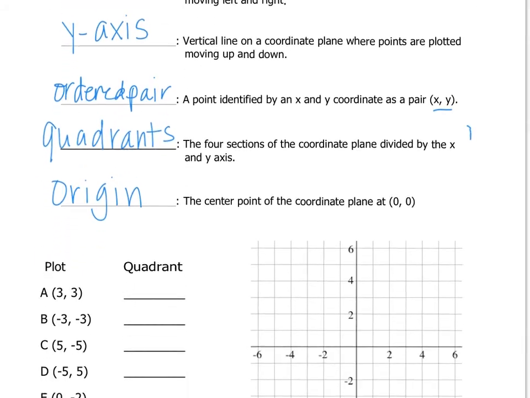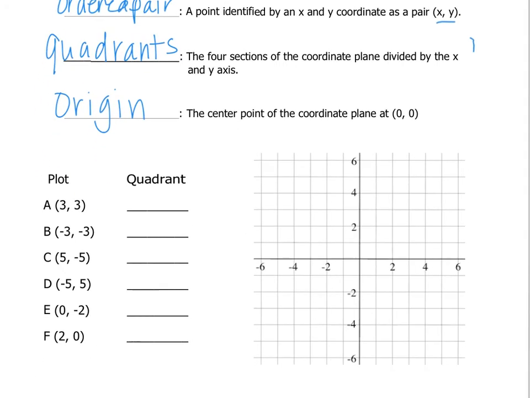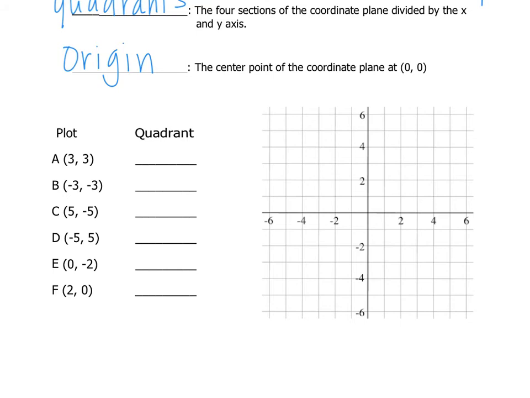Let's take a look at a coordinate plane and see if we can match some of these up with the definitions we just went over. So our quadrants, let's go ahead and label those. This is quadrant 1. This is quadrant 2. This is quadrant 3. And this is quadrant 4. Quadrants are always labeled in that order.